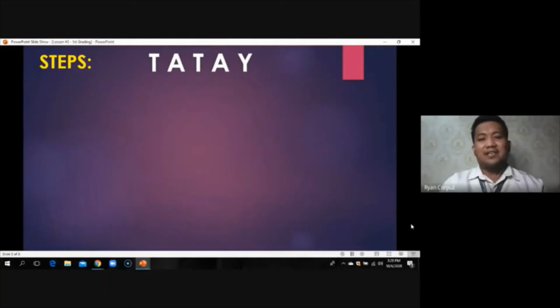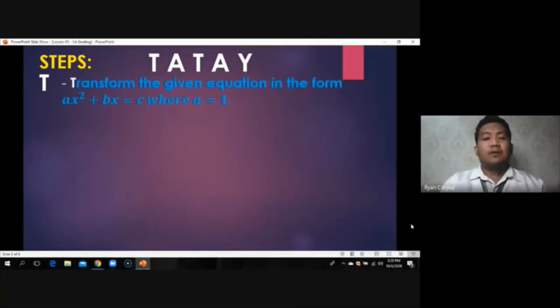So, that's our steps in solving quadratic equation by completing the square. So, ano nga ba yung tatay na yan? So, let's start with T. The first T stands for transform the given equation in the form ax squared plus bx is equal to c, where a is equal to 1.